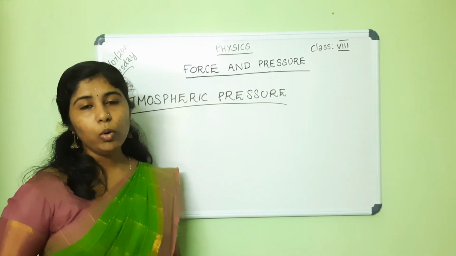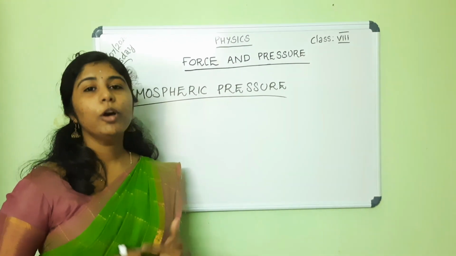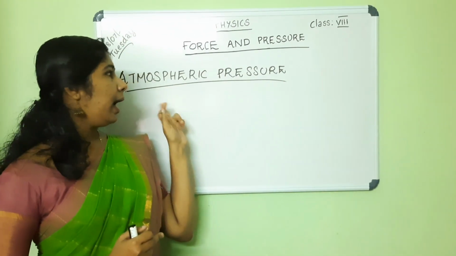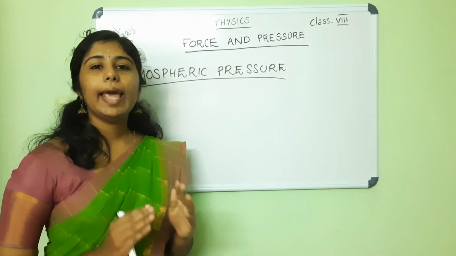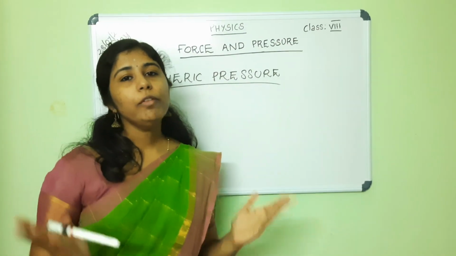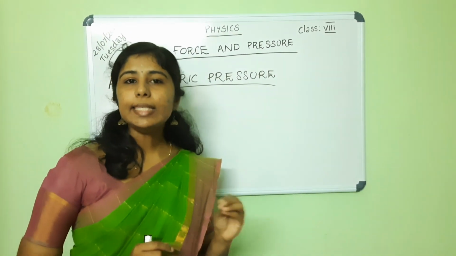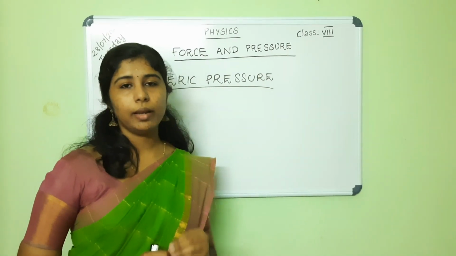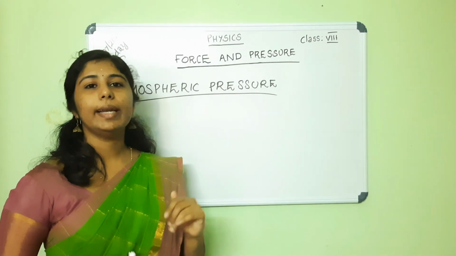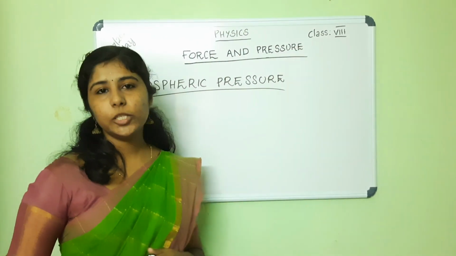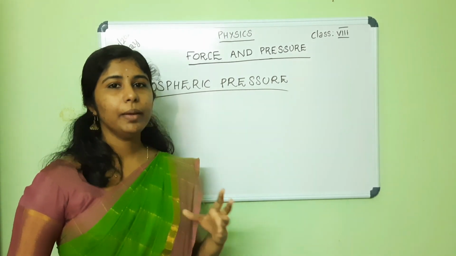We studied about solid pressure and liquid pressure. Now we are going to learn about atmospheric pressure. Okay? We know that the air is present everywhere around us in our surroundings. And this air exerts a pressure and this is called atmospheric pressure. What is atmospheric pressure? The pressure exerted by air is called atmospheric pressure.